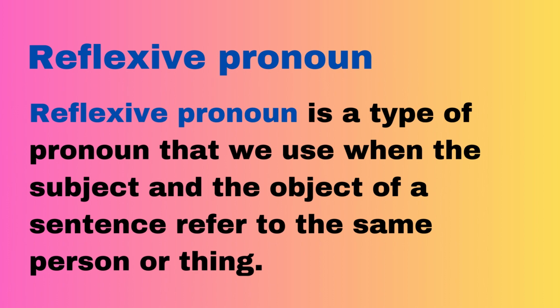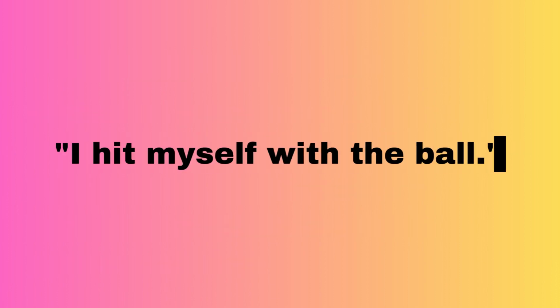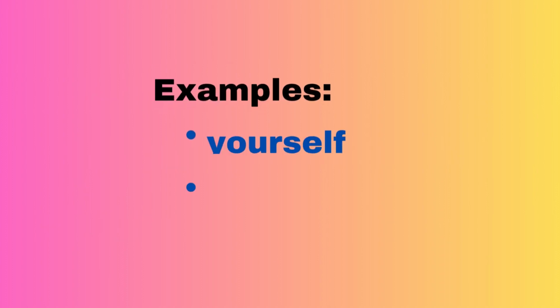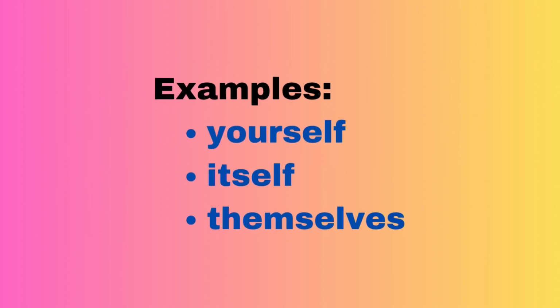Reflexive pronoun. A reflexive pronoun is a type of pronoun that we use when the subject and the object of a sentence refer to the same person or thing. For example, imagine you are playing a game with your friend. You might say, I hit myself with the ball. In this sentence, myself is a reflexive pronoun because it refers back to the subject of the sentence, which is I. Other examples are yourself, itself, and themselves.